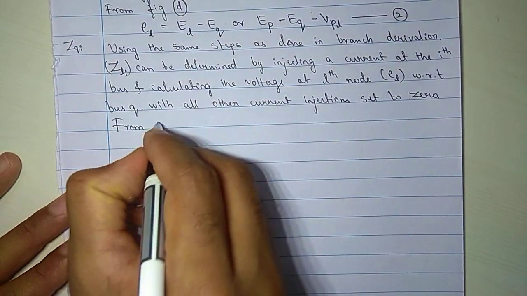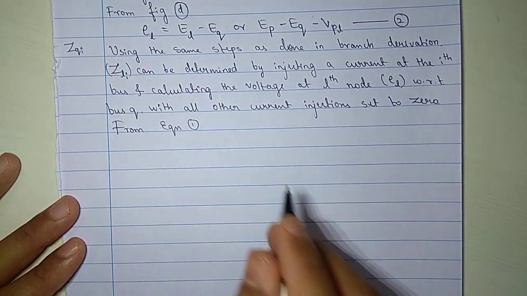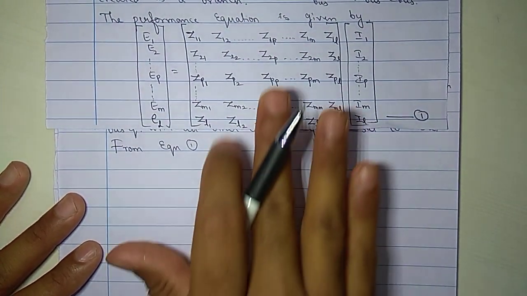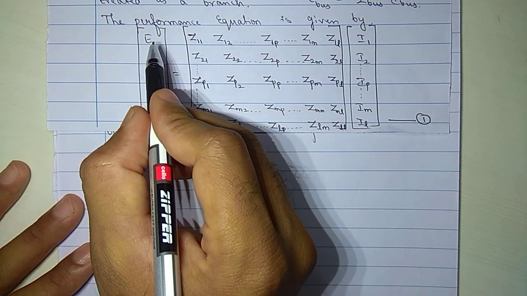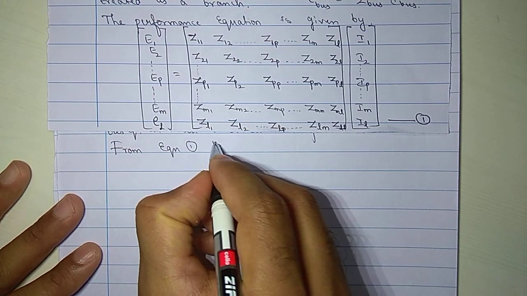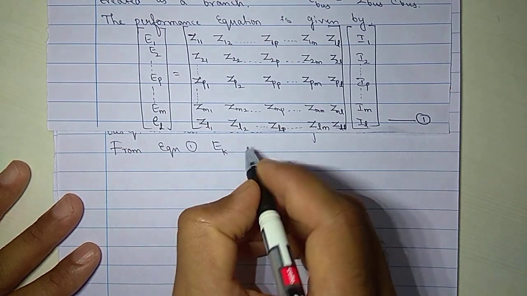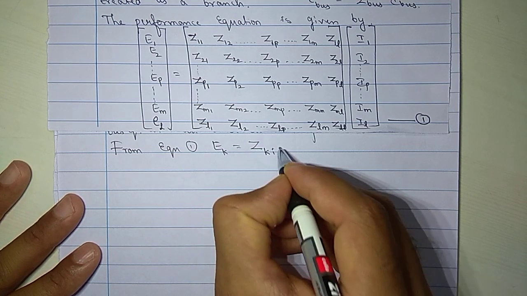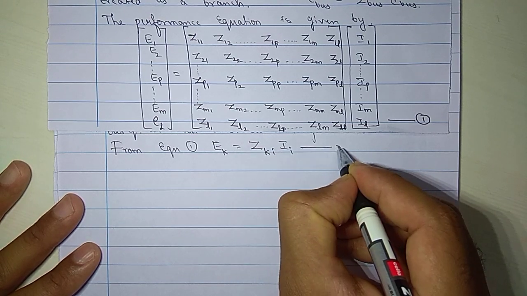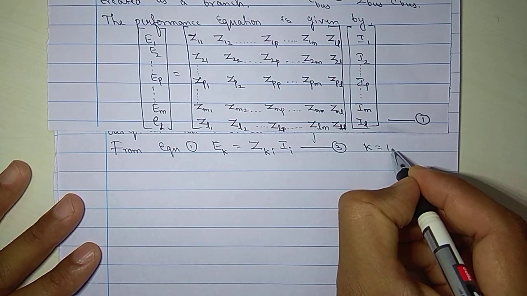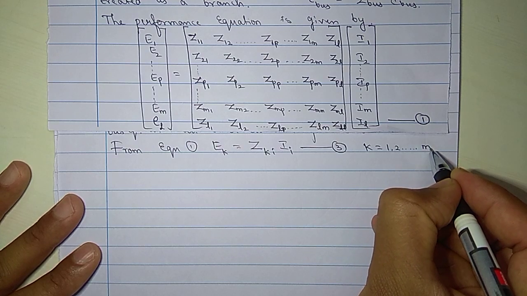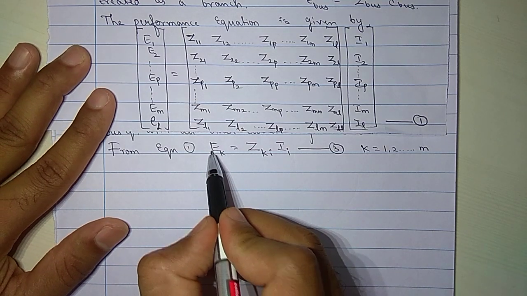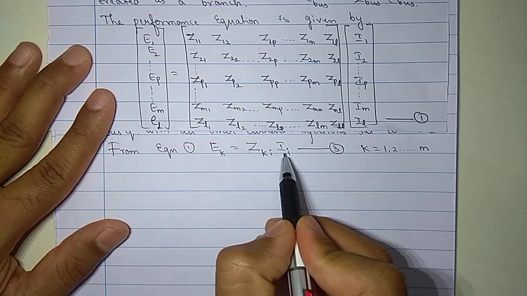Again, from equation number 1, this is the matrix. Look at the matrix. This is E1, E2, E3. So in general, I'll write Ek, where k is varying, which is equal to Zki into Ii, equation number 3. But k equal to 1, 2, up to M. This is having M number of buses. Ek I have written is equal to Zki into Ii.